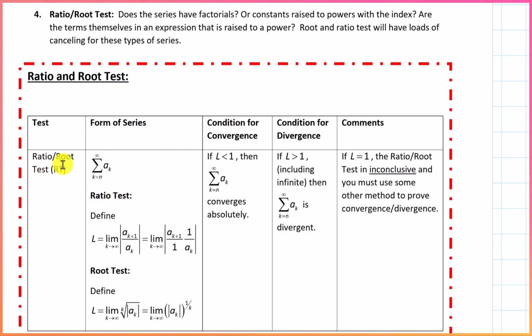The other nice thing about the ratio and the root test is that if the limit of the ratio or the root is less than 1, we get absolute convergence. And so it's a strong test, and it tests for that absolute convergence off the bat. And it doesn't matter if the terms have alternating signs or change signs.